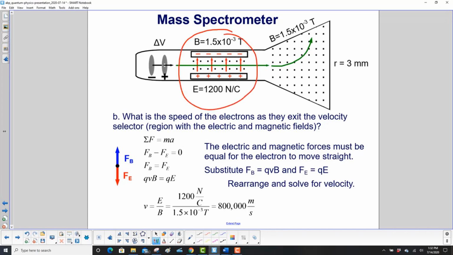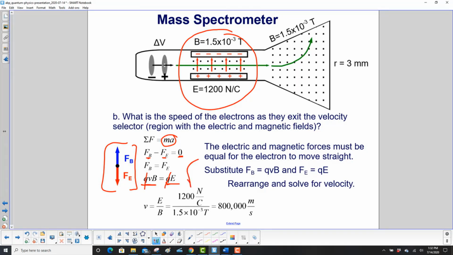What is the speed of the electrons as they exit the velocity selector? Well, we've got our free body diagram here, and we know it's not moving in the up or down direction, so the acceleration in the up or down direction will be 0. So the magnetic force minus the electric force has to equal 0. Put the electric force on the other side. Substitute in our algebraic values. The magnetic force is QVB. The electric force is QE. The Q's cancel, and V is equal to E over B.